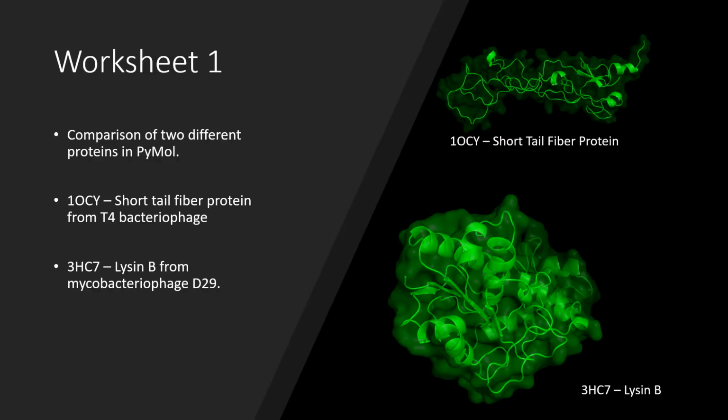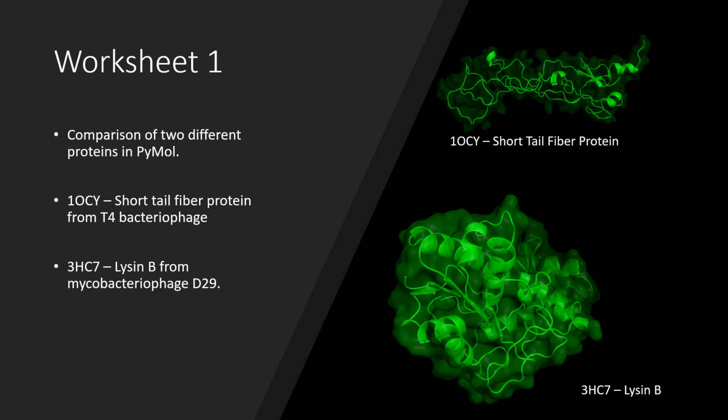So my work with worksheet 1 involved a PyMol crystal structure comparison of two phage proteins, one OCY, which is a short tail fiber protein, and 3HC7, which is a lysine B protein. The structural differences are quite stark, with the structure of the short tail fiber protein being much more linear and less compact than lysine B.